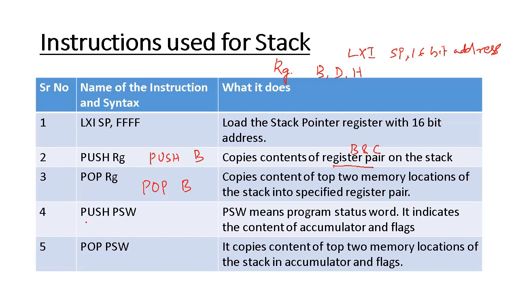Coming to the fourth one, that is push PSW. PSW means program status word. Program status word is the accumulator plus the flag register. Together we call the accumulator and flag register the program status word. Like push PSW, the instruction for pop will be pop PSW, and it copies the content of the top two memory locations of the stack into the accumulator and flags.